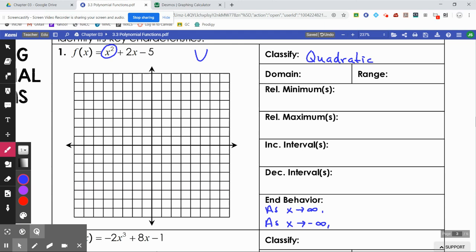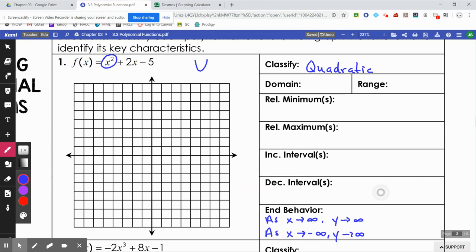So for a positive x squared, as x goes to the right, we know that our y value will increase. And as we go to the left, our y value should also increase. So both of those should be positive infinity. Something else that we can do before we graph is tell what our domain is going to be. Our domain is going to be all real numbers here. And I'm actually going to use Desmos to graph these. You can use t-tables, but I'm going to use Desmos, and we'll look at the graph from there.